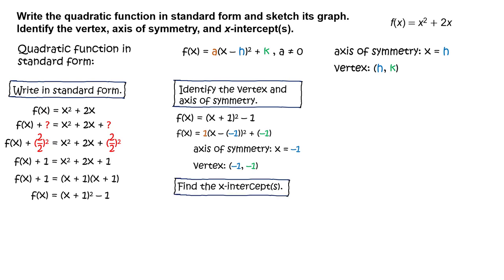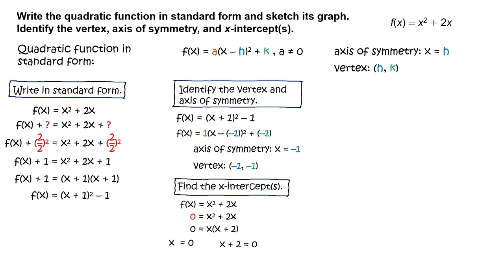Next, find the x-intercept or intercepts. First, write f of x equals x squared plus 2x. To find the x-intercepts, substitute 0 for f of x and solve the resulting equation for x. You will get 0 equals x squared plus 2x. Factor the right side of the equation to get 0 equals x times the quantity x plus 2.